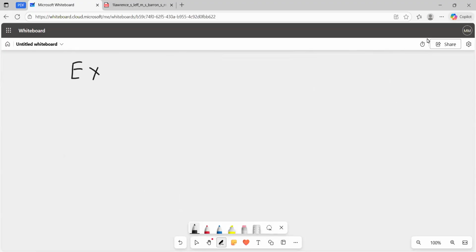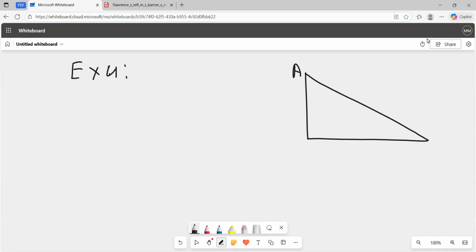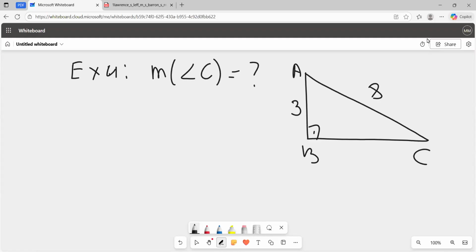And the last type of exercises. Again, consider that we have a right triangle, and it is given that the length of AB is equal to 3, for example, and then the length of AC is equal to 8, and we must find the degree measure, or radian measure, degree measure of angle C.